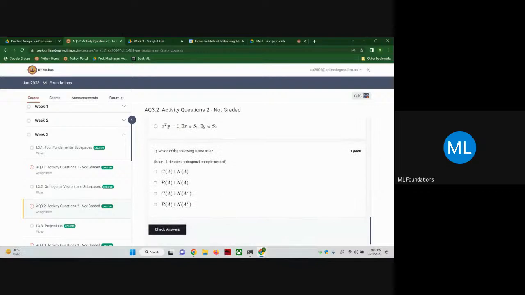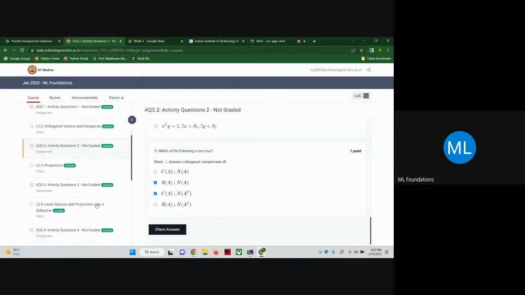Which of the following is true? Perp denotes orthogonal complement. Column space of A is perpendicular to null space of A. That's not correct. Row space of A is perpendicular to null space of A. That's correct. Column space of A is perpendicular to null space of A transpose. That too is correct. Okay, we'll move on to the next one.